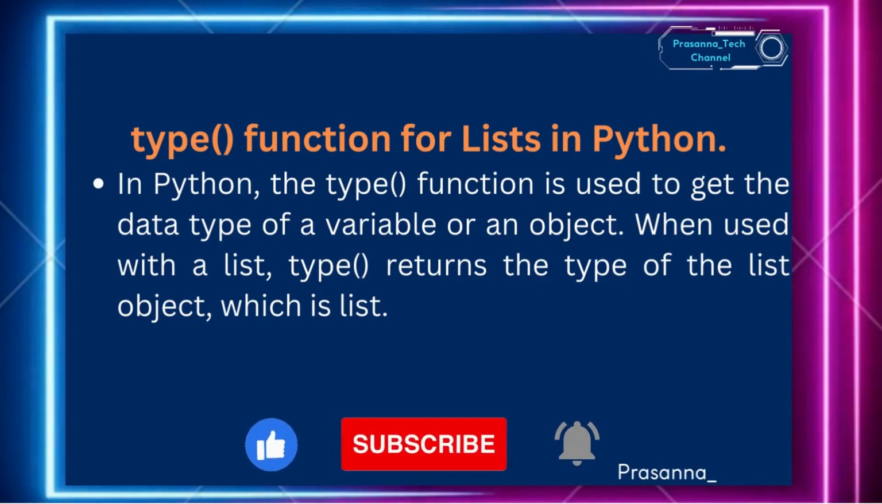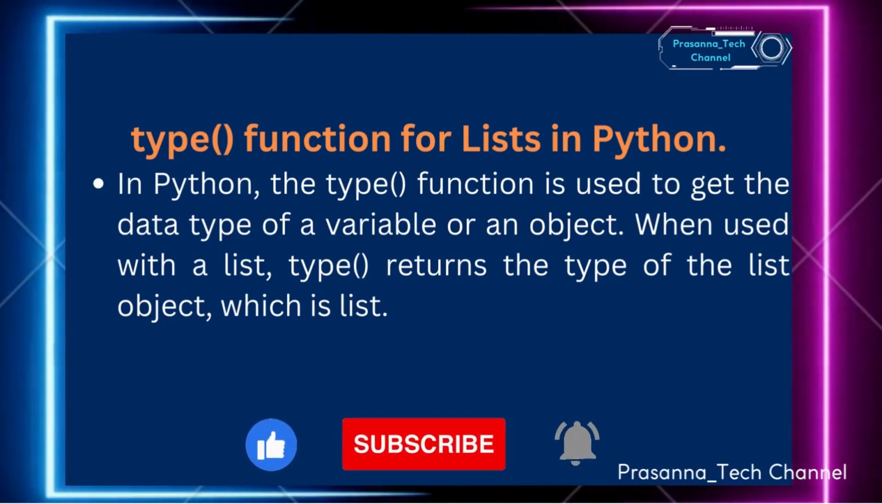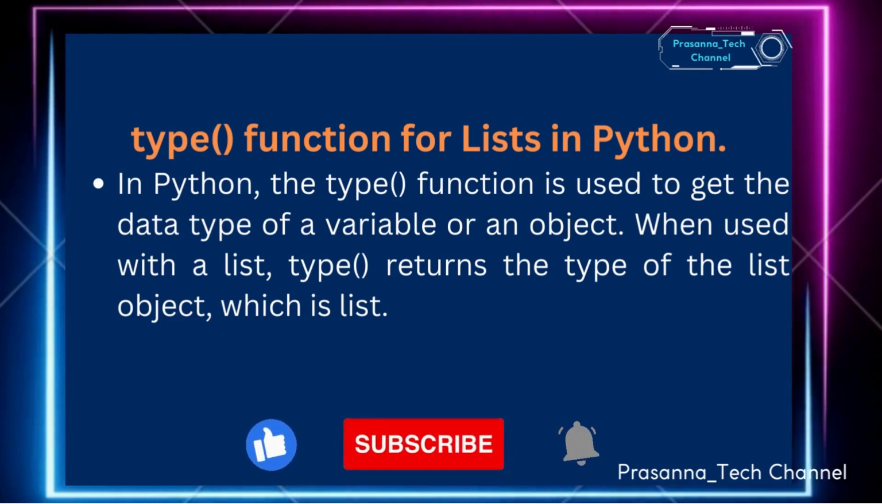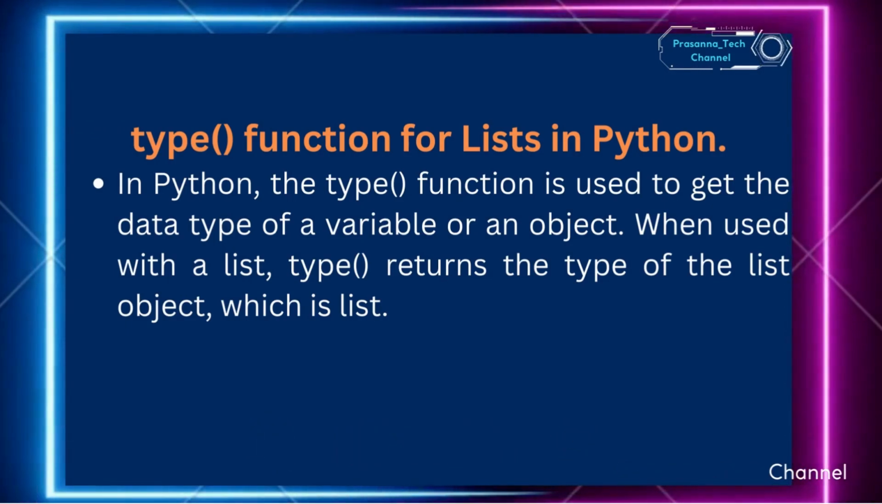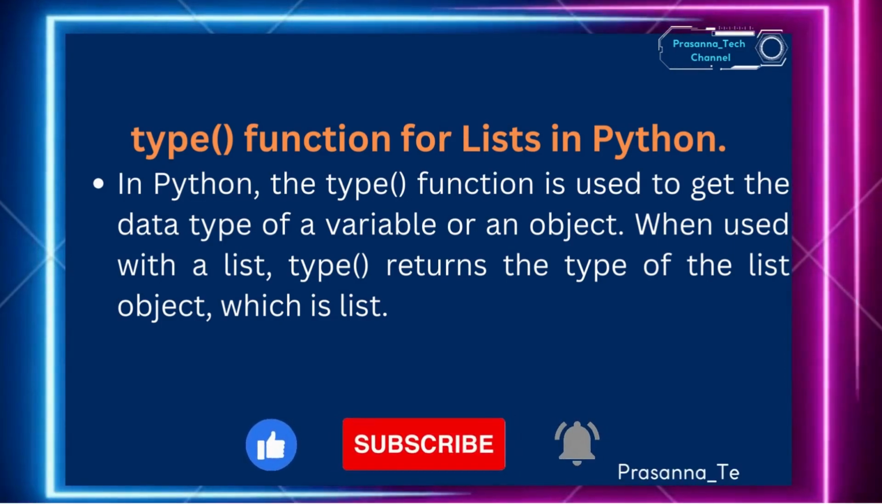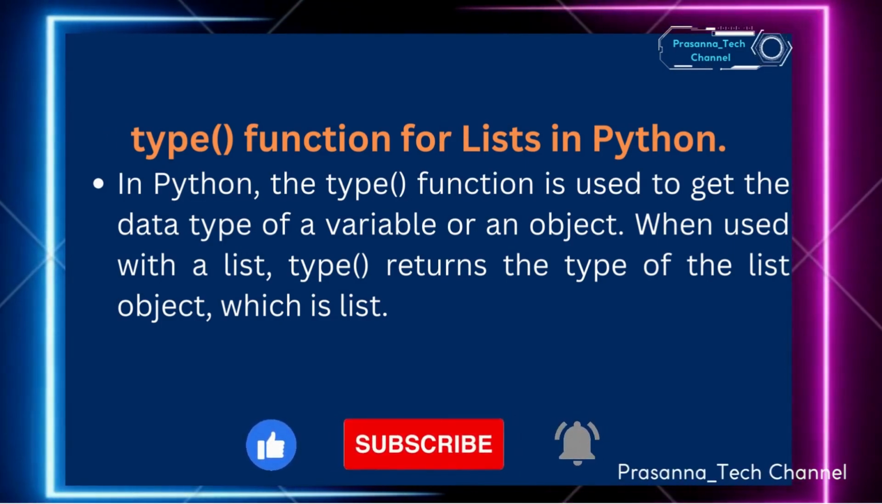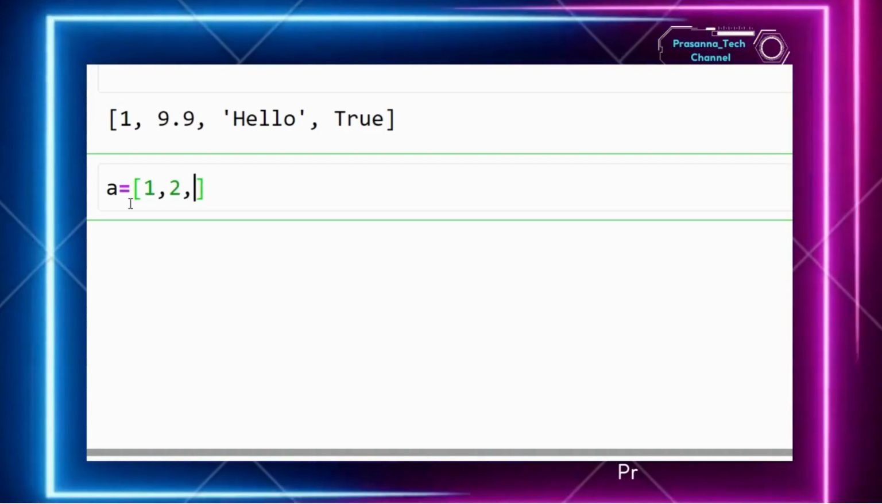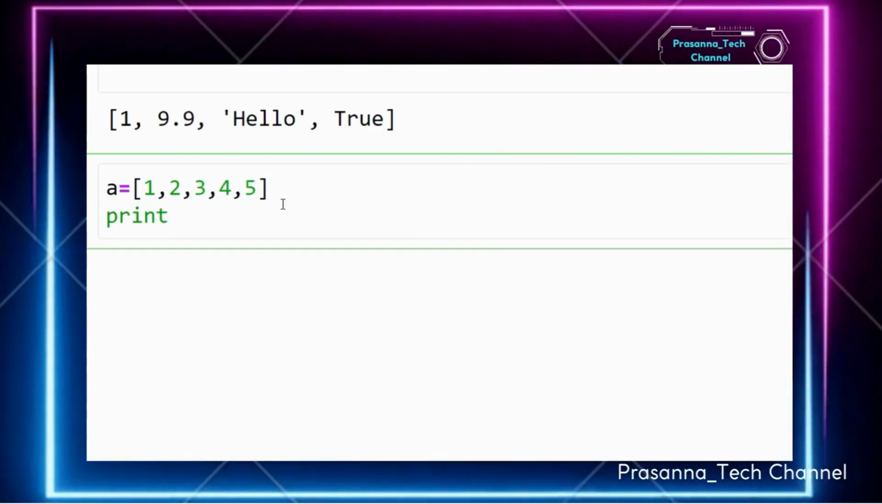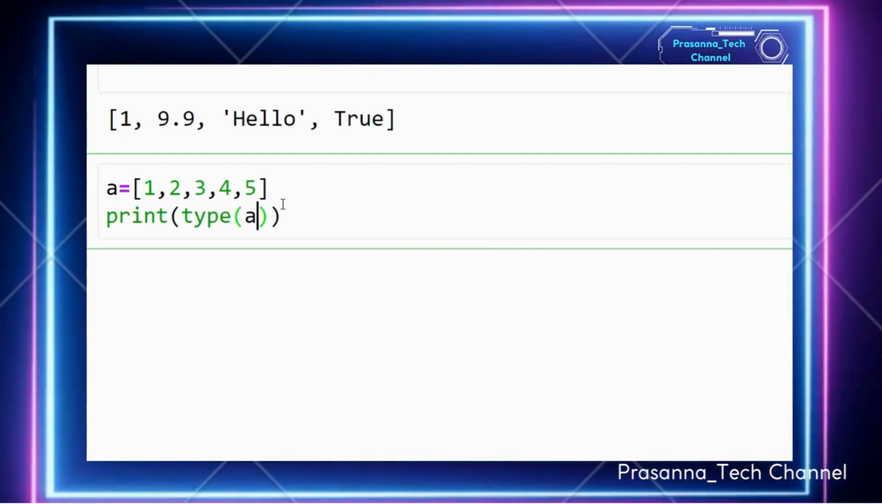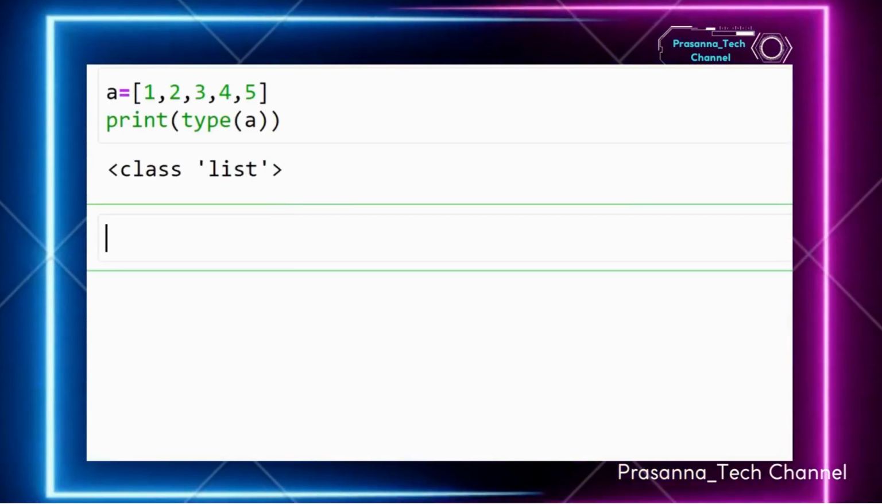Type function for lists in Python. In Python, the type function is used to get the data type of a variable or an object. When used with a list, type returns the type of the list object, which is list. Let's take an example. a equals 1, 2, 3, 4, 5. Print type of a. The result is list type.